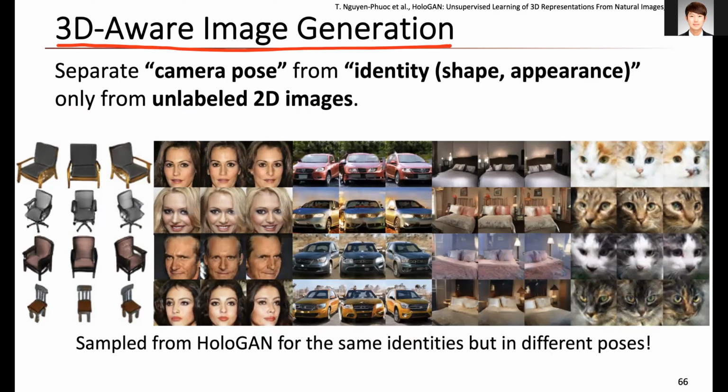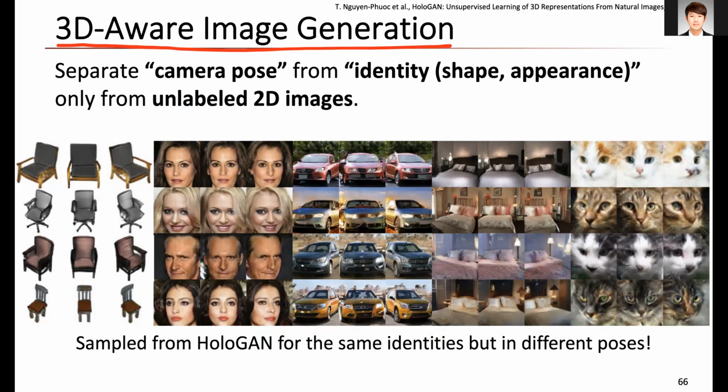Anyway, the recent research direction for image generation is 3D aware image generation. What is 3D aware, or what is 3D awareness image generation? Okay, this is a sample from a 3D aware image generator for the same identities but in different poses. Looks like this. Related to Young's question, in previous generators, for example, StyleGAN, we cannot control 3D information, for example, like camera pose or the shape or something like this.